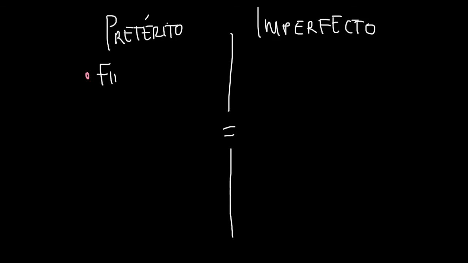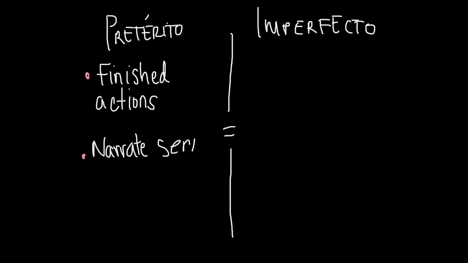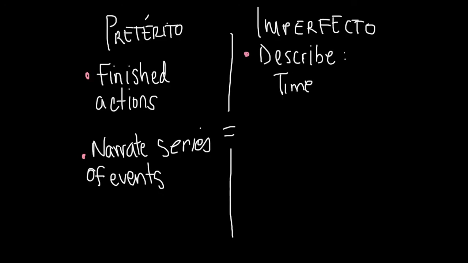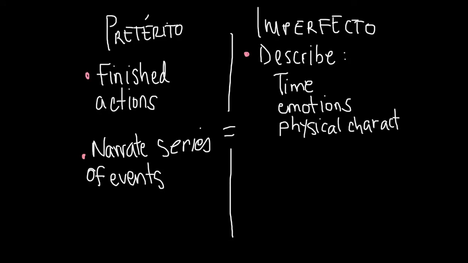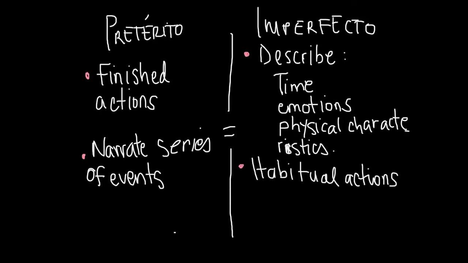In sum, the pretérito is used to express finished actions and or to narrate a series of events in the past, and the imperfect is mostly to describe time, emotions, physical characteristics, age. It's also used to express habitual actions or to talk about ongoing actions in the past.